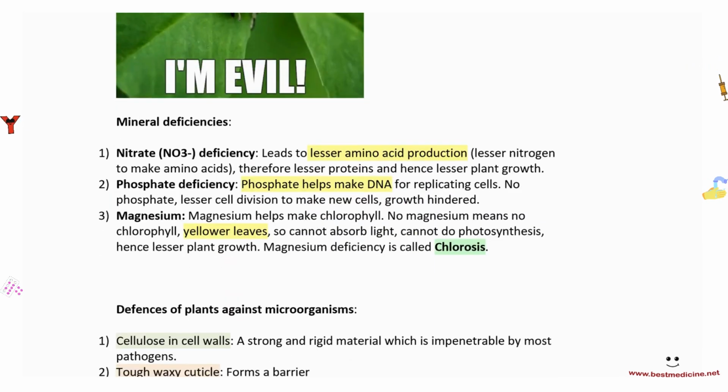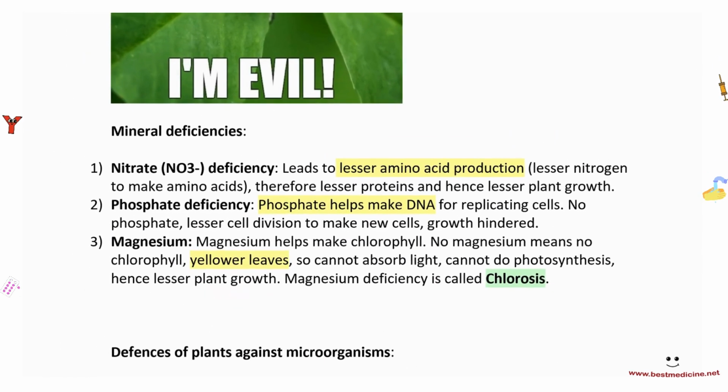Interesting. Okay, some of the mineral deficiencies. These are not communicable diseases. These are just mineral deficiencies that could occur in plants. So nitrate deficiency. Remember, nitrogen was required to make amino acids or proteins. Remember, proteins would have carbon, hydrogen, oxygen, and nitrogen. So you need nitrogen to make proteins. So if you don't have nitrate ions in the soil, it's going to lead to lesser amino acids, which means lesser proteins and lesser growth.